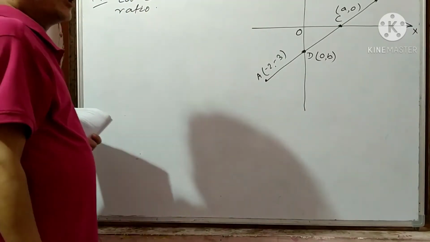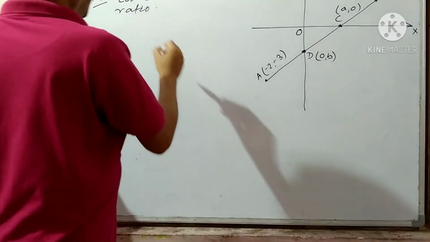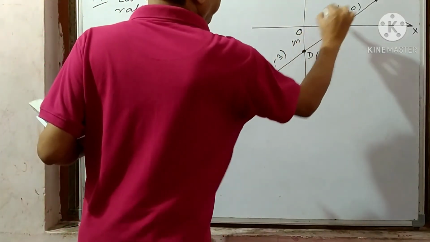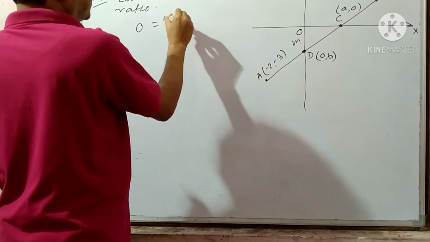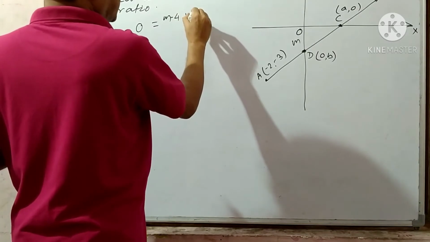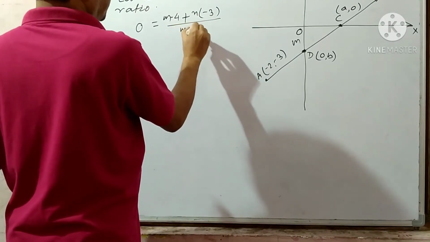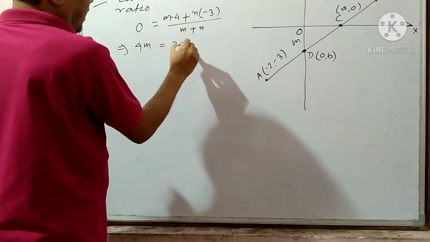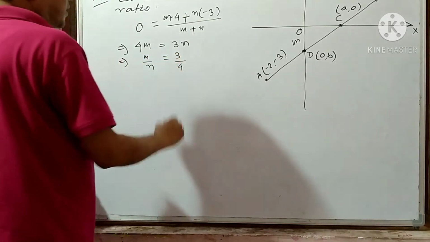Then using the internal division formula, as the y coordinate of point C is 0, we can take 0 equal to (m into 4 plus n into -3) divided by (m plus n), which implies 4m is equal to 3n, or m by n ratio is equal to 3:4.